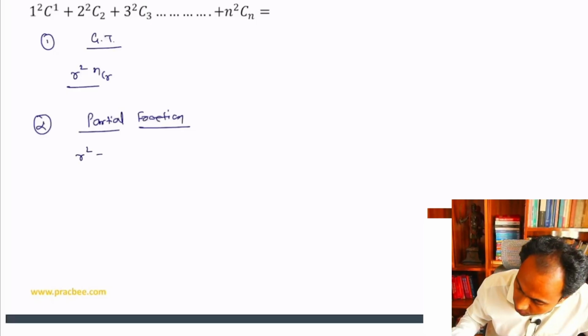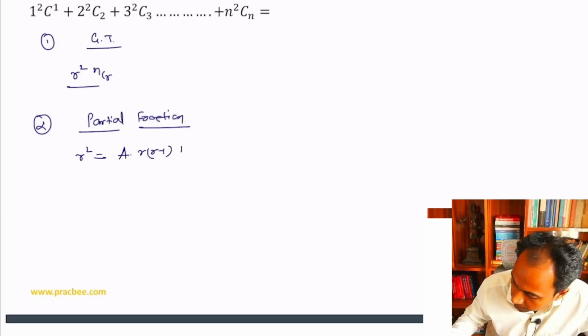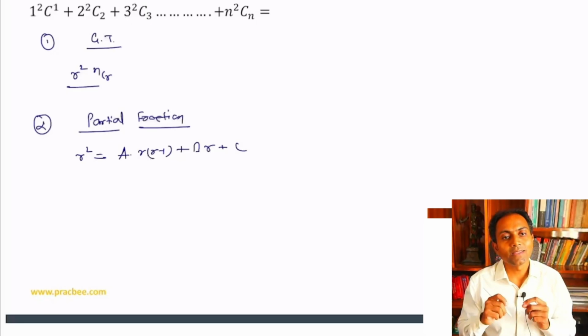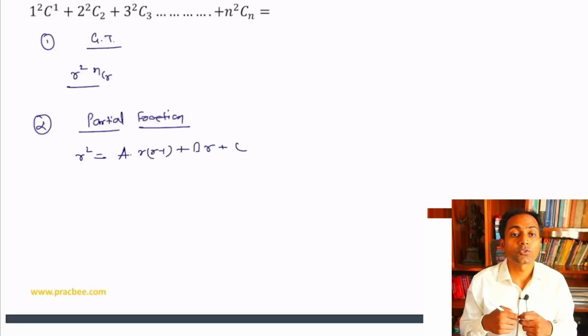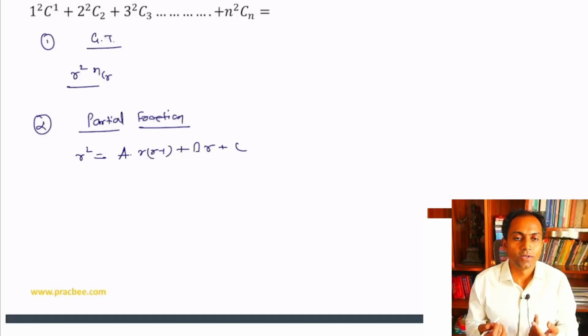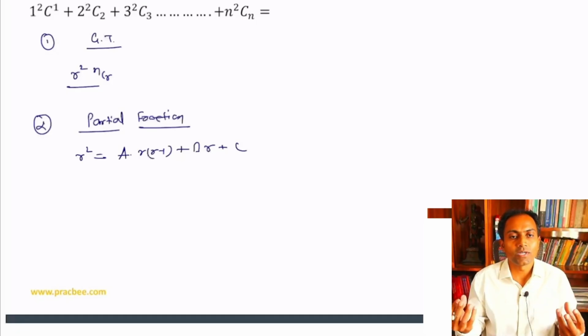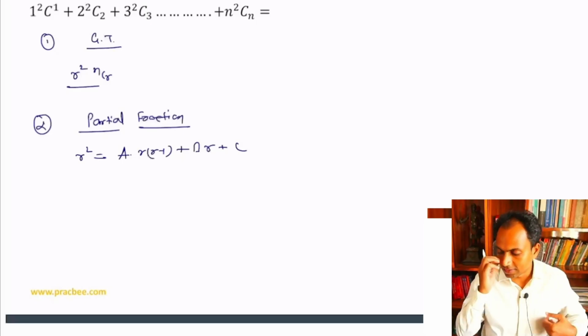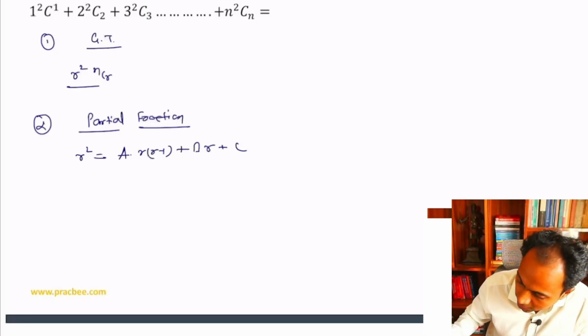So I will take my r square and write this as a into r minus 1 plus b into r plus c. Why am I writing in this manner only? Because these are the results that I actually know: r into r minus 1 nCr, r into nCr, then nCr. So I am trying to write it in a certain manner so that I can directly apply my result and directly get the answer. So now how to get the value of A, B, C?